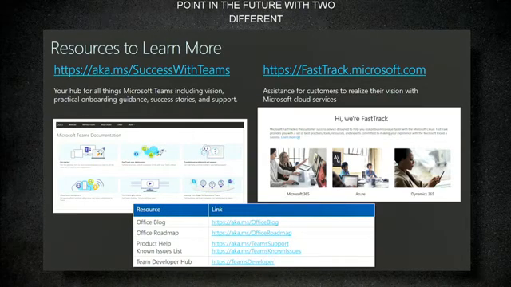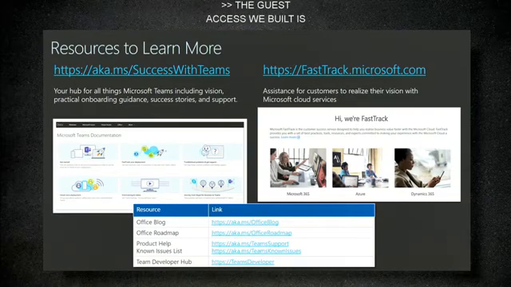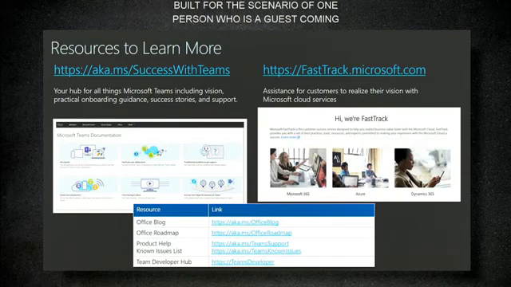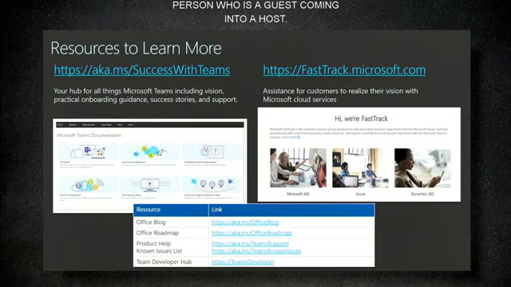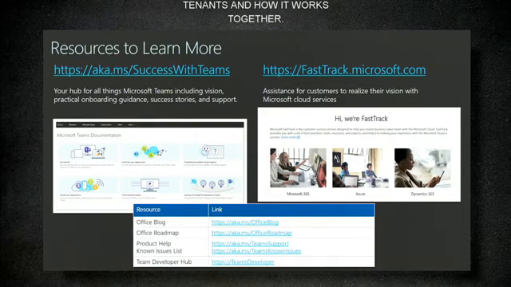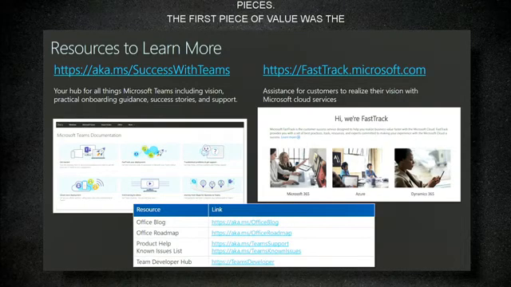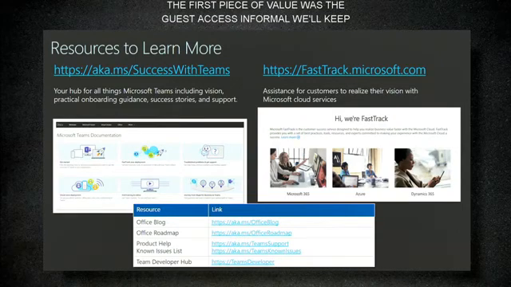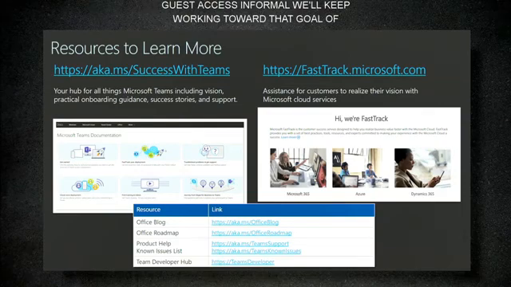So the guest access that we built right now is really built for the scenario of one person who's a guest coming into a host. We're definitely looking at in the future moving to the scenario where I'm in multiple tenants and how that works together. We're rolling this out in pieces, and this goes back to the agility. The very first piece of value that we could provide was the guest access, but we'll definitely keep working toward that goal of having, within the limits our tenants are comfortable with, letting that be more live together.